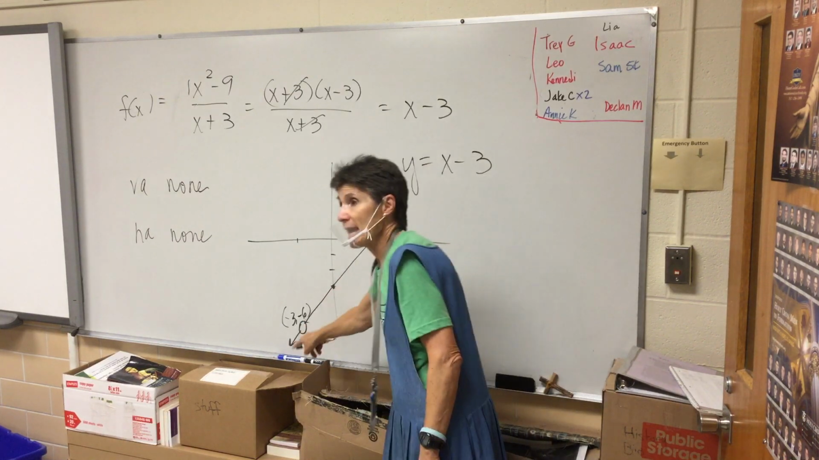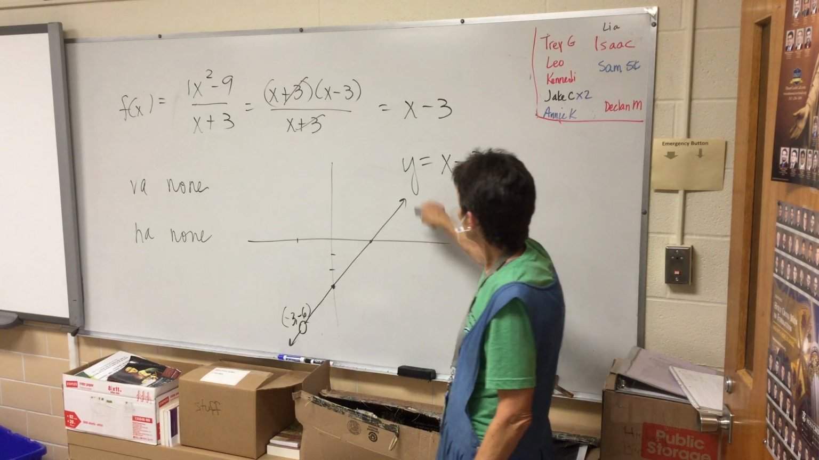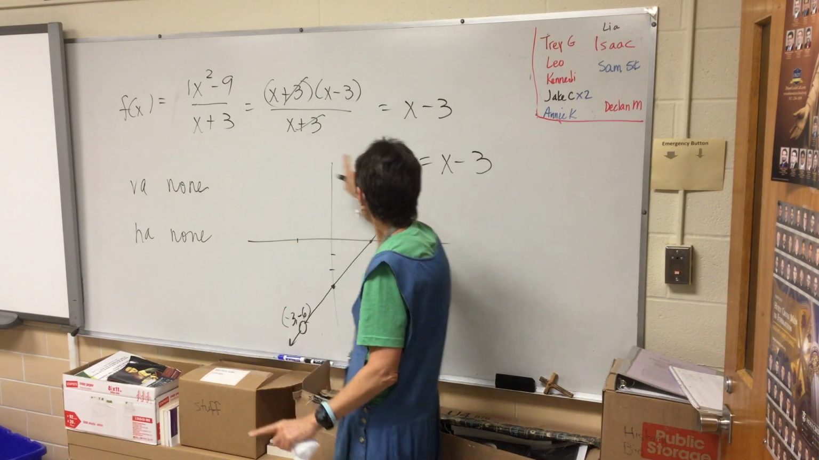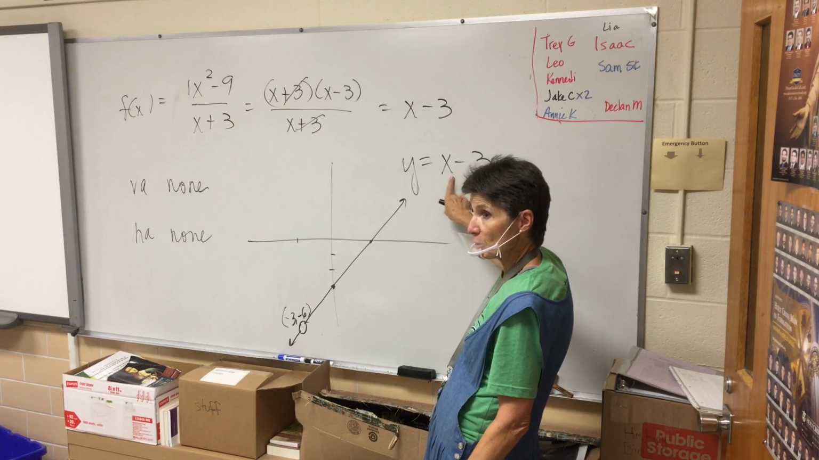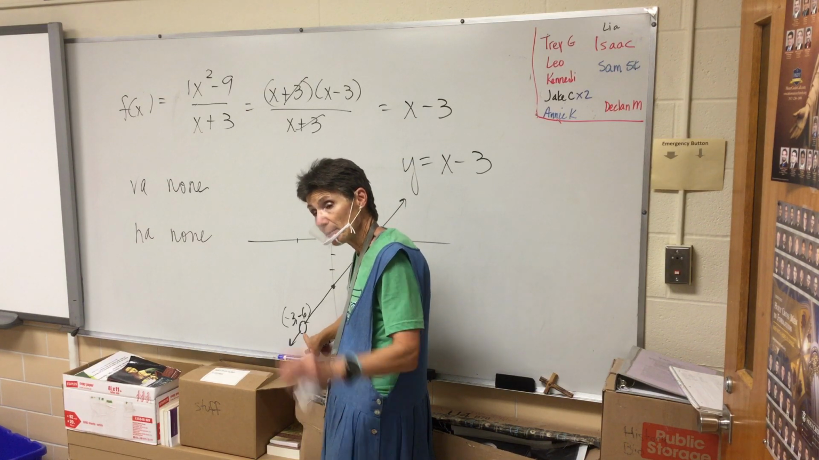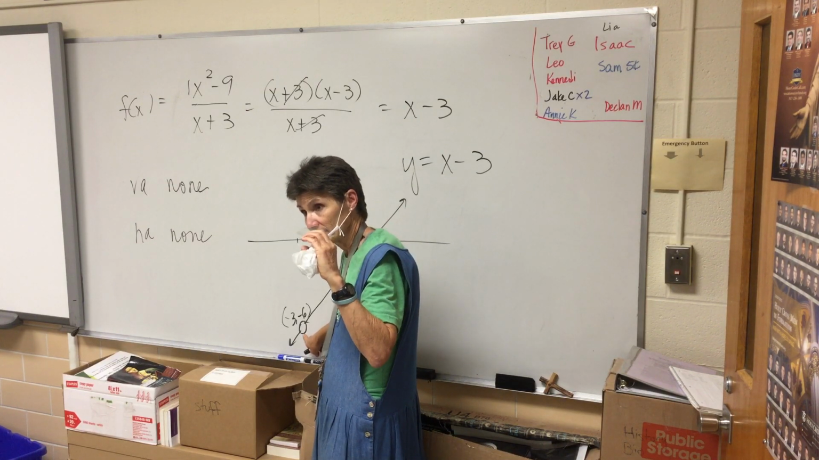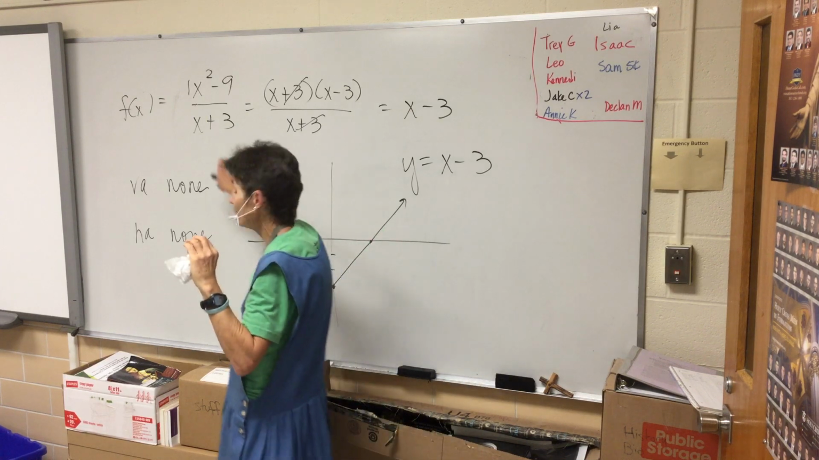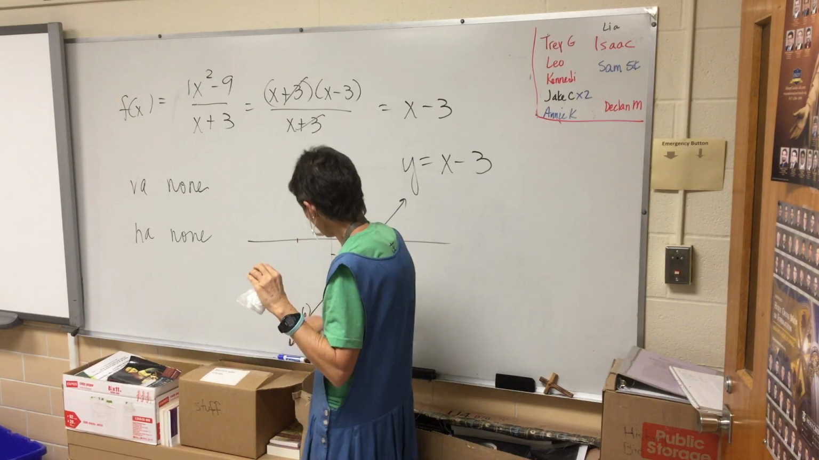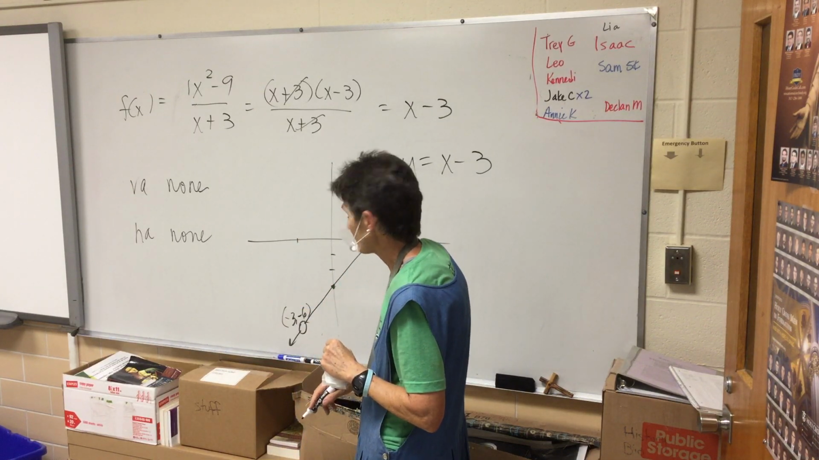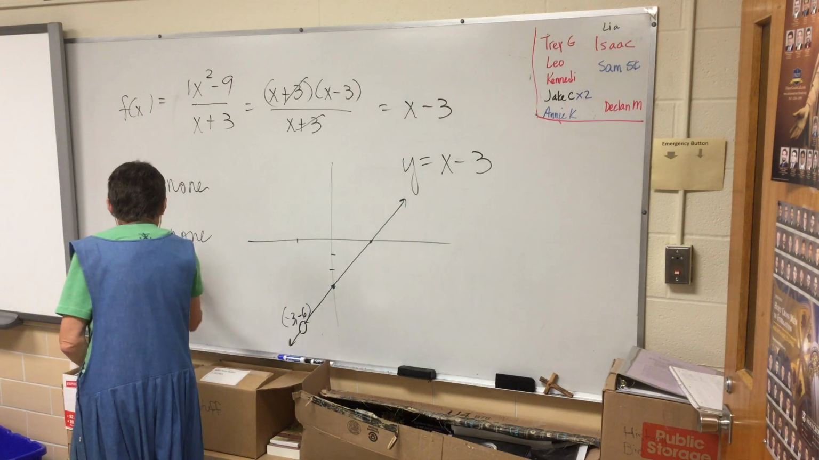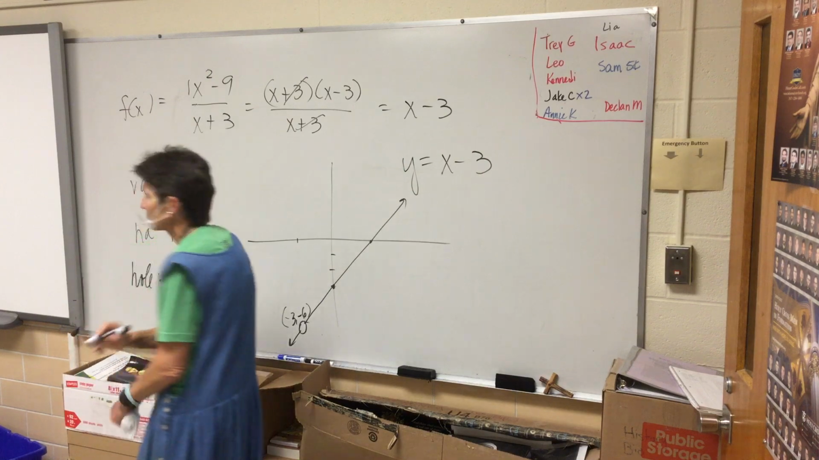This line looked like that, nobody has a problem with that. But you have a discontinuity that you canceled out at negative 3. If I plug negative 3 into this equation, I get negative 6. That's that point right there. And that point has to be open because it doesn't fit the original equation. Everything else there's fine, but not that one particular point. So on that problem, there's no asymptotes, but you have a hole at negative 3, negative 6.